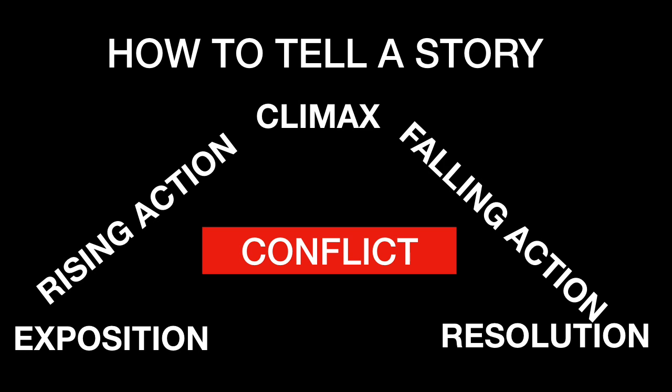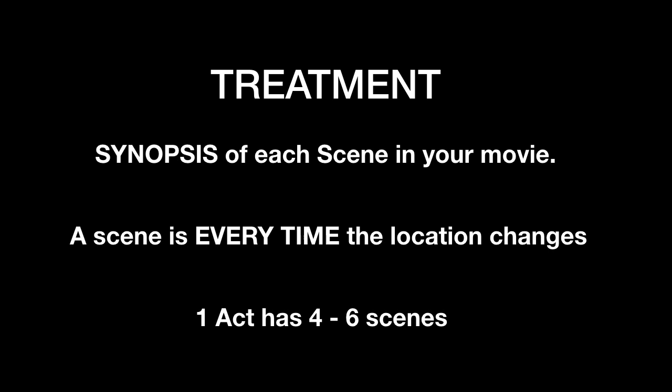So the parts to a good story are exposition, background of the characters, the rising action, the climax, the falling action, and the resolution. So now that you know the basics of storytelling, we can talk about the treatment. The treatment is just a synopsis of each scene in the movie. It's like an outline of the movie.